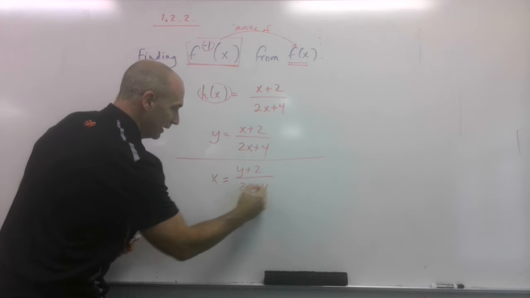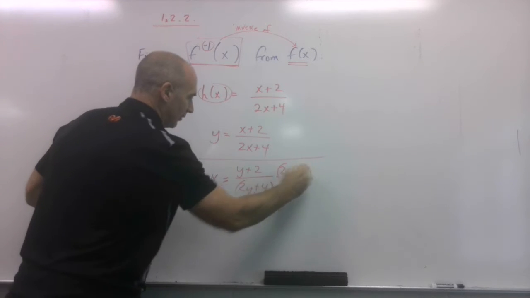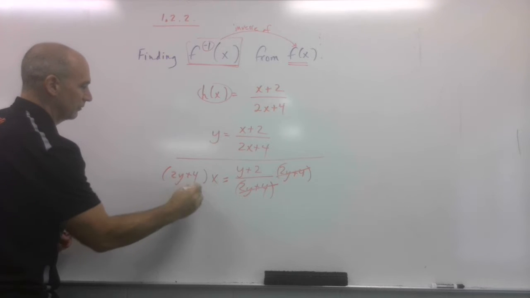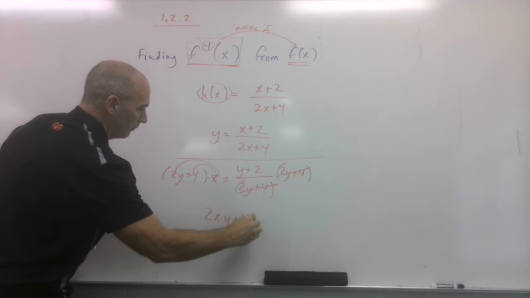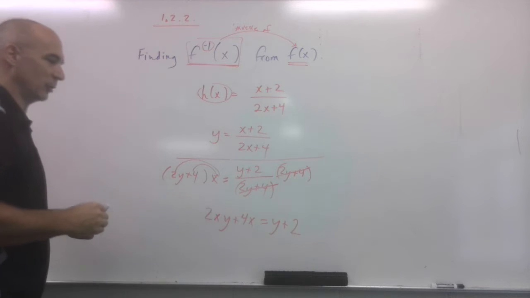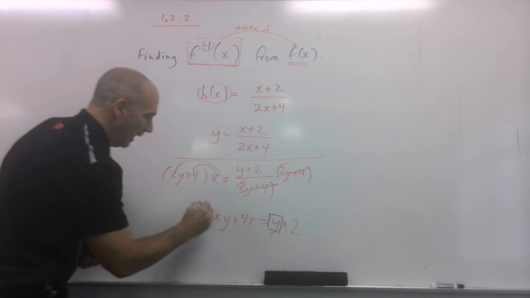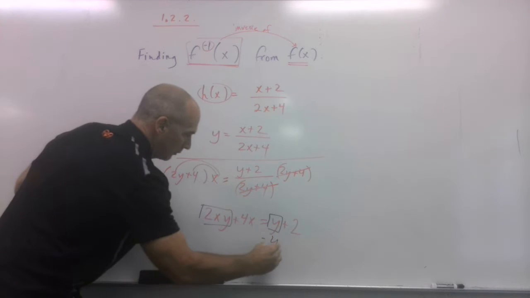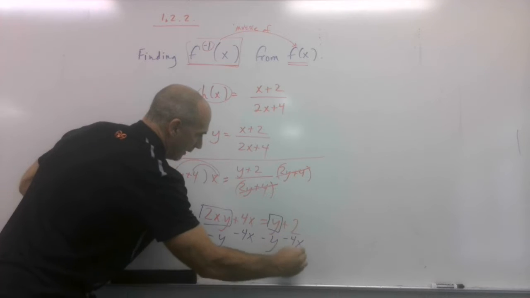Well, that means I've got to get rid of this by multiplying it by 2y plus 4. And notice these are going to cancel, which is good. But then I got to do the same thing over here, 2y plus 4. Distribute, distribute, so I get 2xy plus 4x equals y plus 2. Remember, we're not done until we solve for y. So I want to gather these two on the same side so I can factor out a y. So I'm going to subtract y here, subtract y here, subtract 4x, subtract 4x.